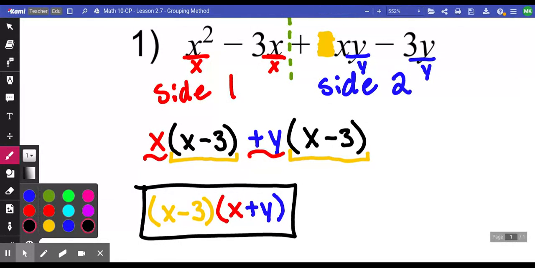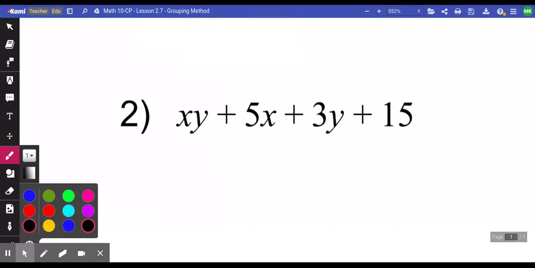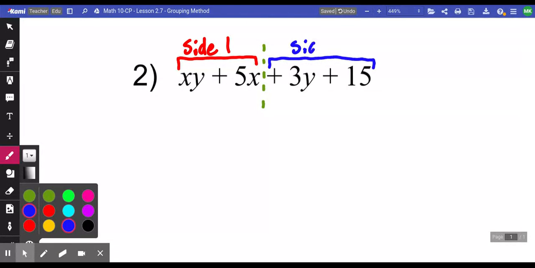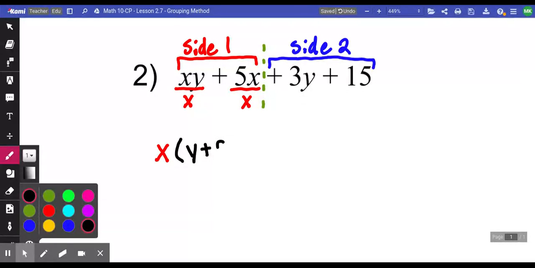So if we look at number 2, we're going to try this one. The first thing I do is I count that there's 4 terms, which tells me I want to do grouping method. Step 1, cut it in half right after the second term. This creates 2 sides. I've got my red side and I've got my blue side. Your second step is to take a greatest common factor out of each side. On my red side, I could take out an x from both terms. That would leave me with y and a plus 5.